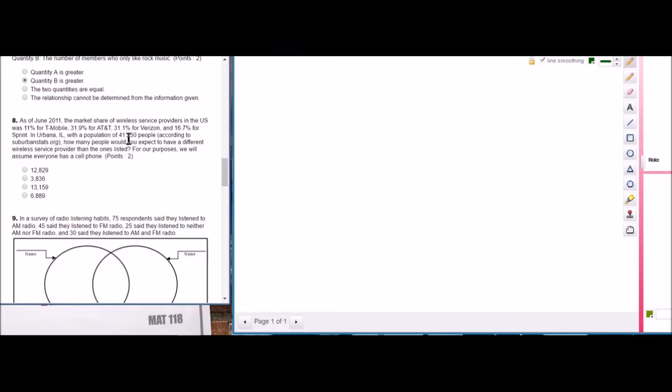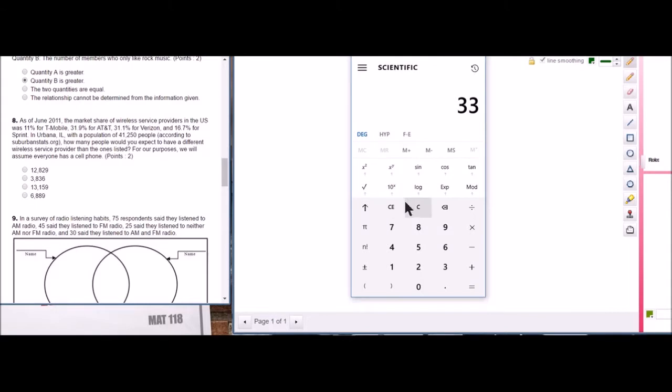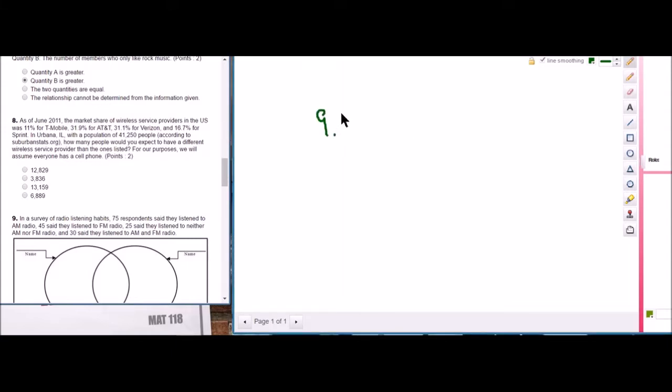So we have all these percentages. Let's add those percentages up to see. We have 11, 31.9, 31.1, 16.7. So that's 90.7%. Let's subtract that. I know I did it a little backwards, but 9.3% don't have them.